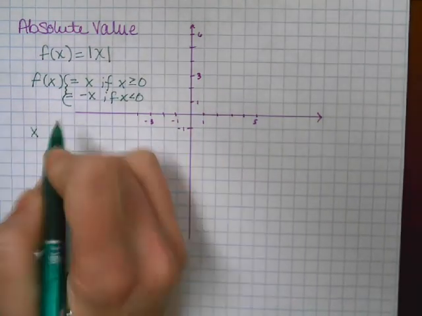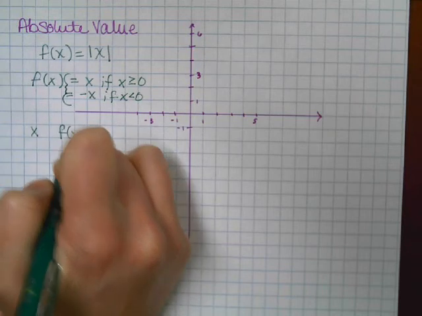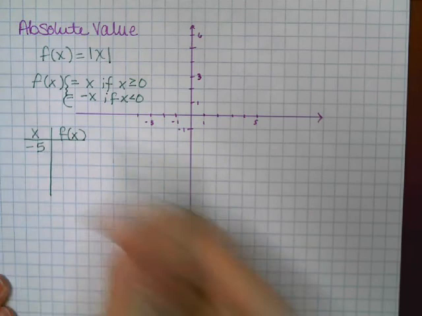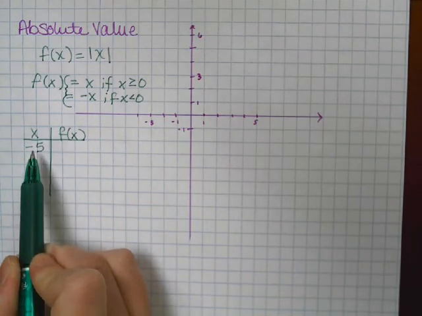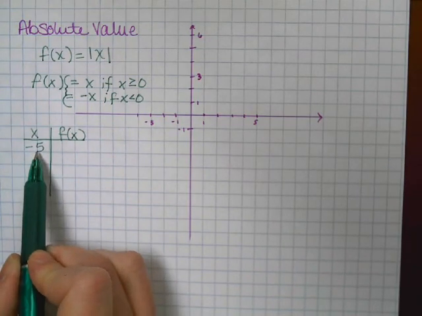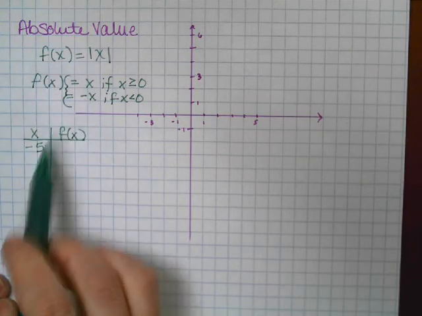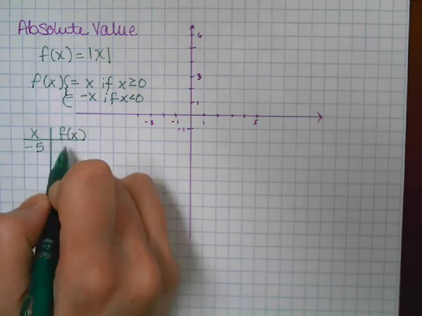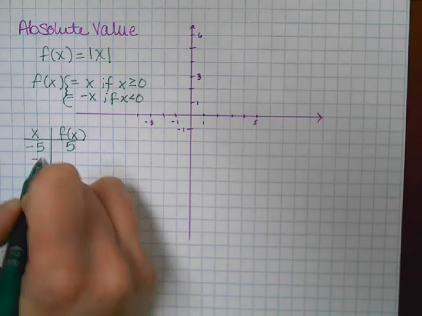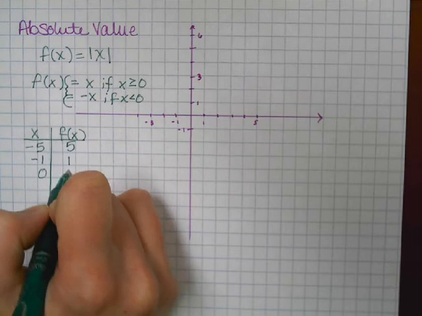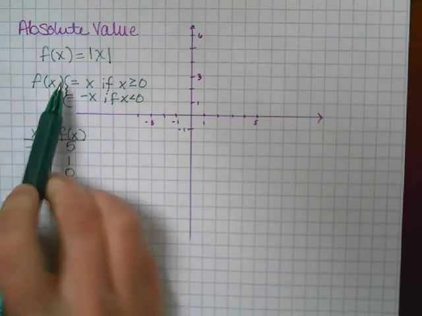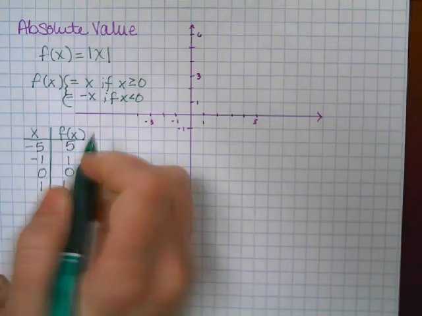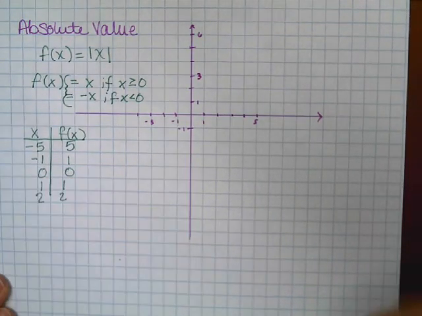So for instance, let's make a table of values. We have f of x and x. So if x is -5, this is what I'm saying about the opposite. The absolute value of -5 is just 5. So it's the opposite of what I'm putting in, which is -5. The opposite of -5 is 5. -1 is 1. At 0, 0. At 1, now it goes back to just this relationship. Plug in 1, get out 1. Plug in 2, get out 2.